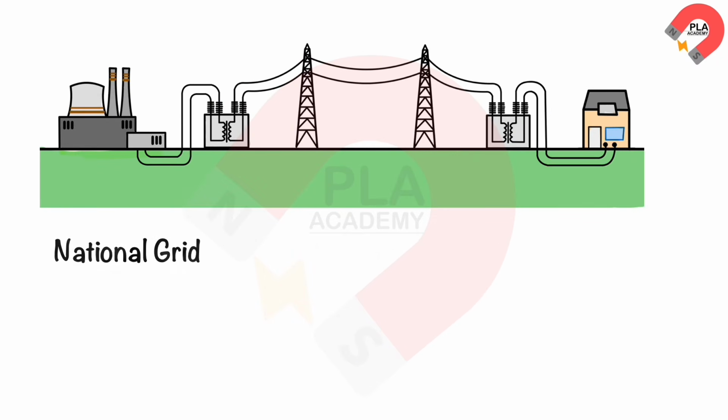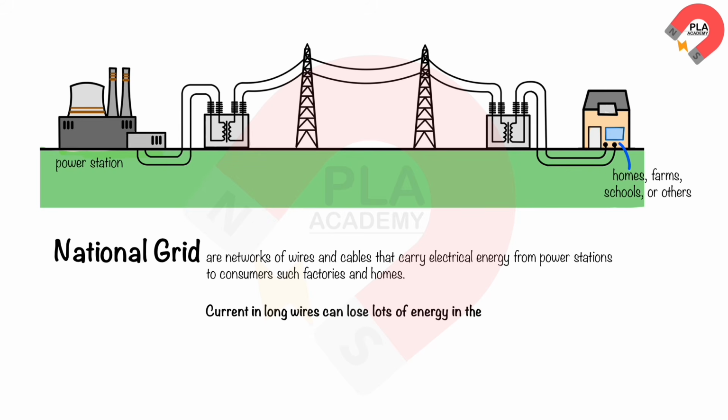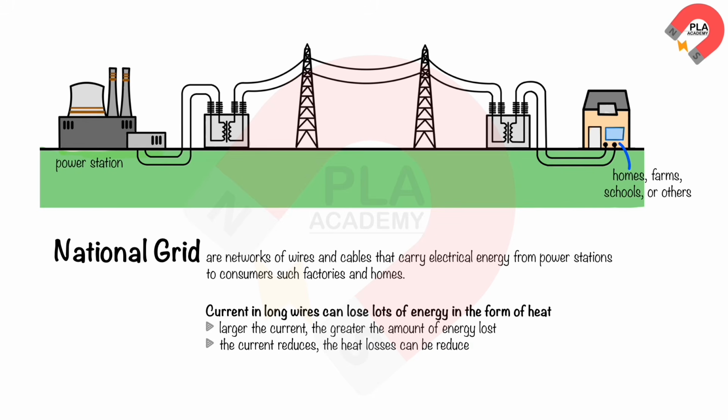National grids are networks of wires and cables that carry electrical energy from power stations to consumers such as factories and homes. However, currents in long wires can lose lots of energy in the form of heat. The larger the current, the greater the amount of energy lost. If the current in the wires is kept to a minimum, the heat losses can be reduced. Transformers help us do this.